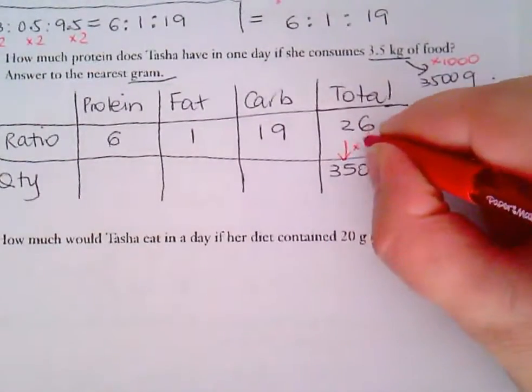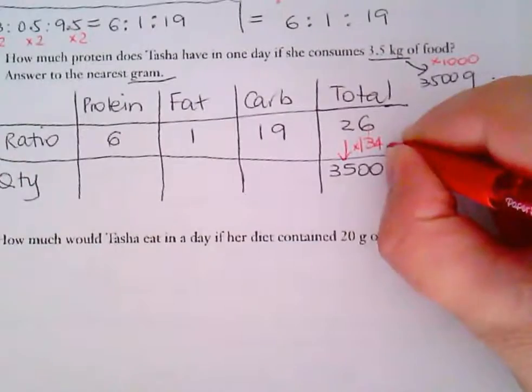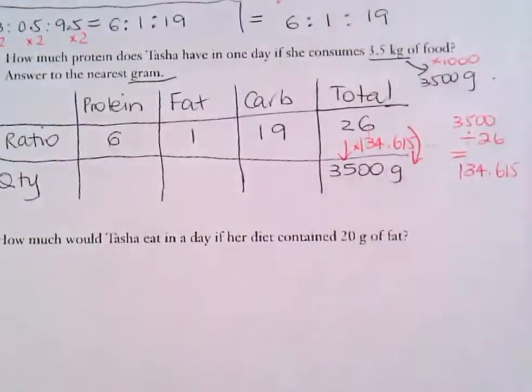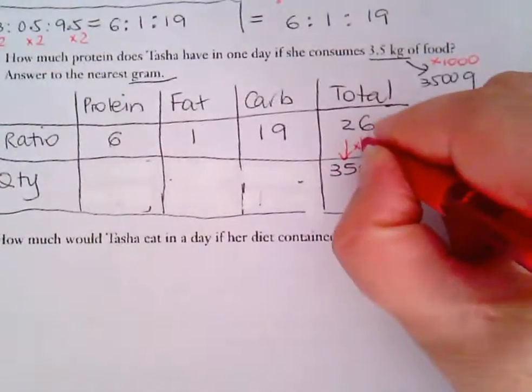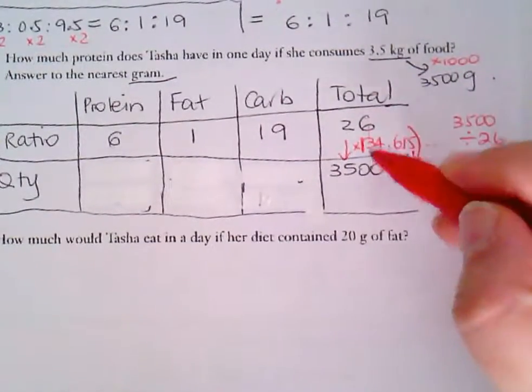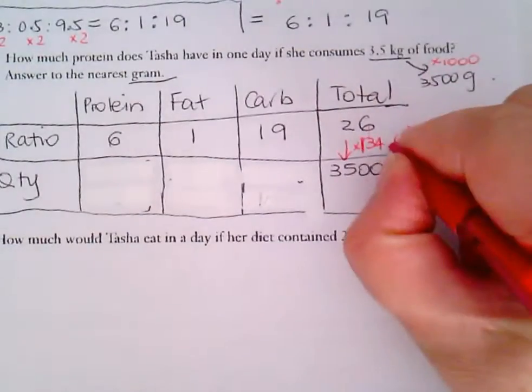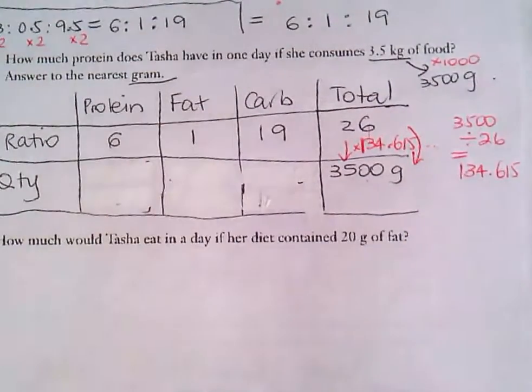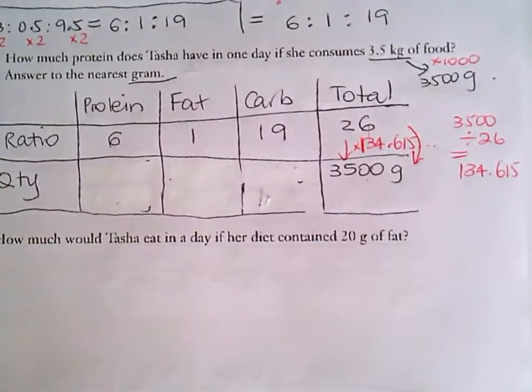So to go from the top row to the bottom, I'm going to go times 134.615, etc. Just repeating that because something happened with the video. To go from the top ratio to the quantity, we're timesing by 134.615. Now, please do not round that off. Just keep some decimal places there.